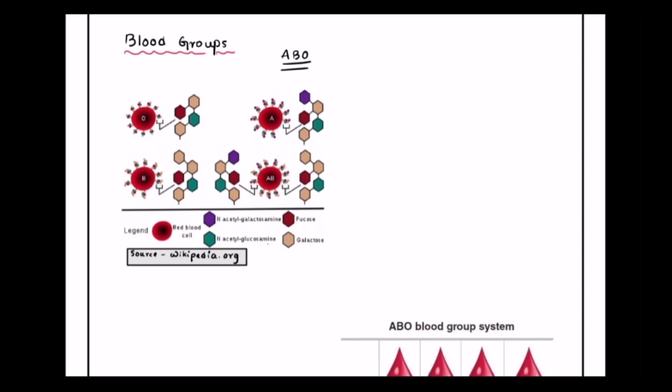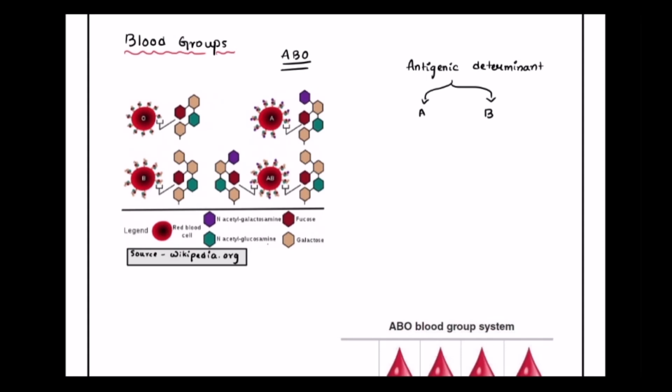Now, when we talk about the ABO blood grouping system, the basis of the ABO blood grouping system is the presence or absence of two antigenic determinants on the surface of the red blood cells or the erythrocytes. Now, these antigenic determinants can either be A antigen or B antigen, right?